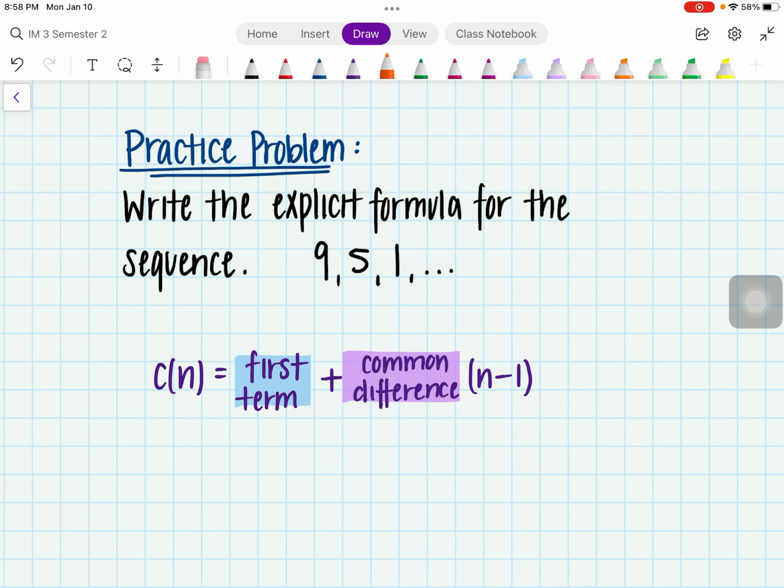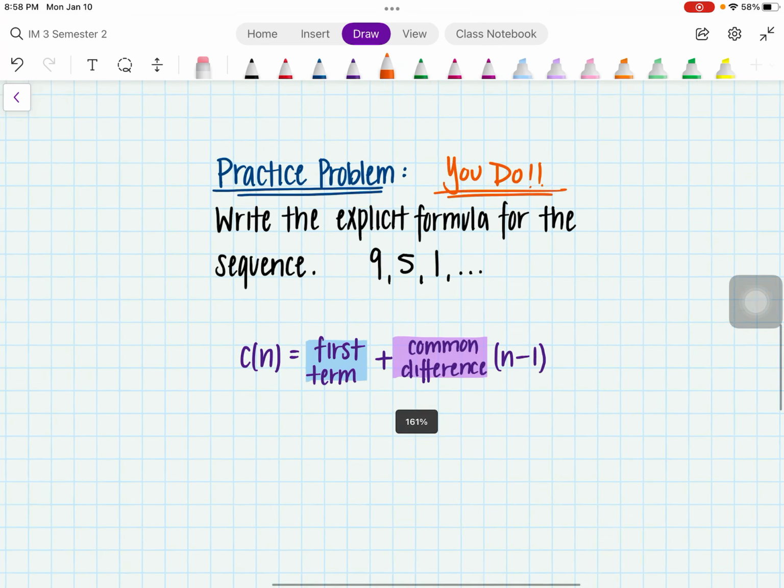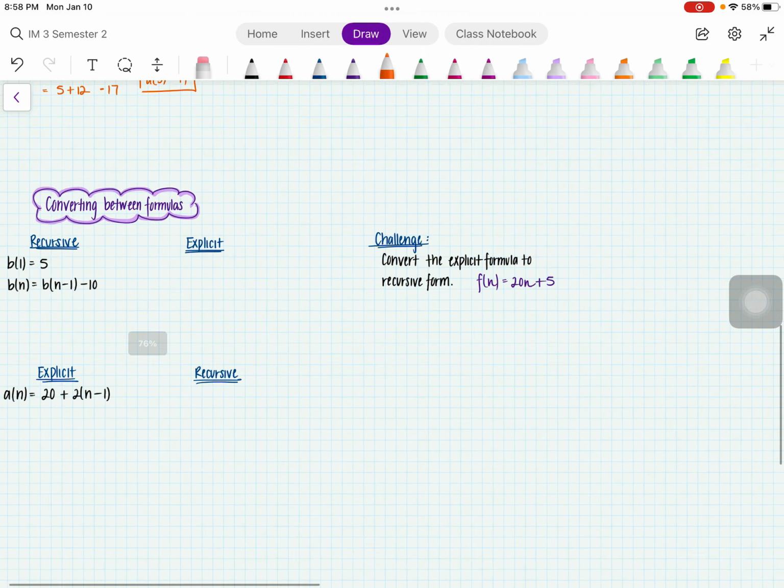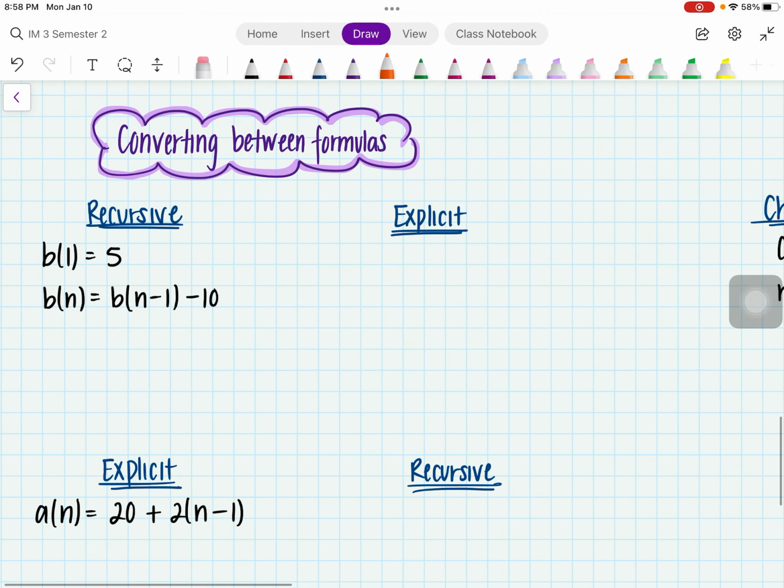And this is your practice problem. So this is something for you to work on. This is a you do. All right, and I do have one more example. Once again, this is just converting back and forth from recursive to explicit.